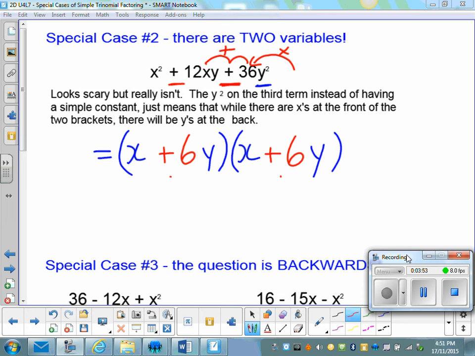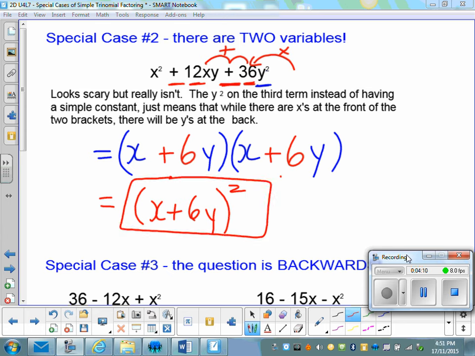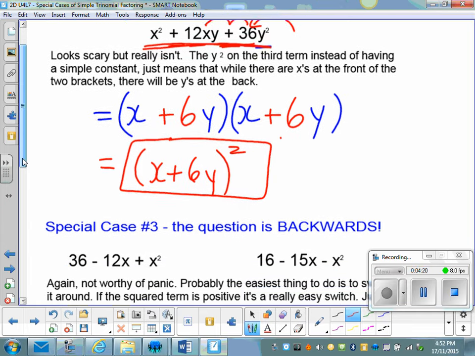And so the numbers that work there are 6 and 6. So 6 times 6 gives you 36, and 6 plus 6 gives you 12. And you can see we've got the same thing in each bracket, so we can actually write it as x plus 6y squared. So this is actually a perfect square trinomial here, because when we factor it, we get x plus 6y squared.